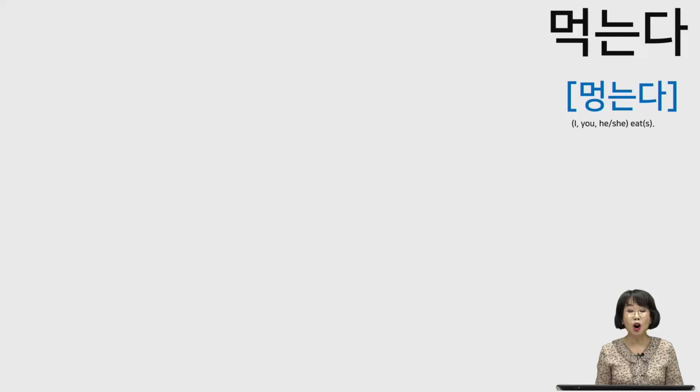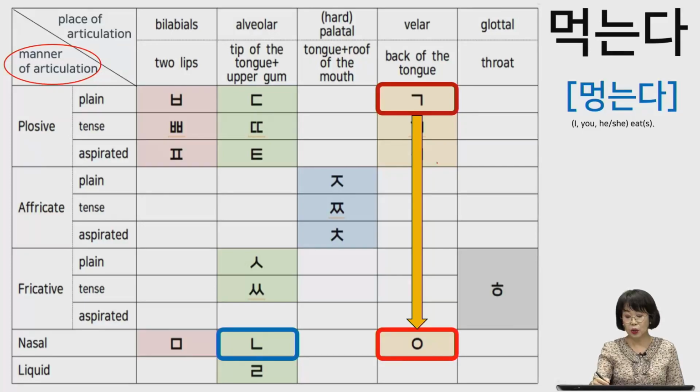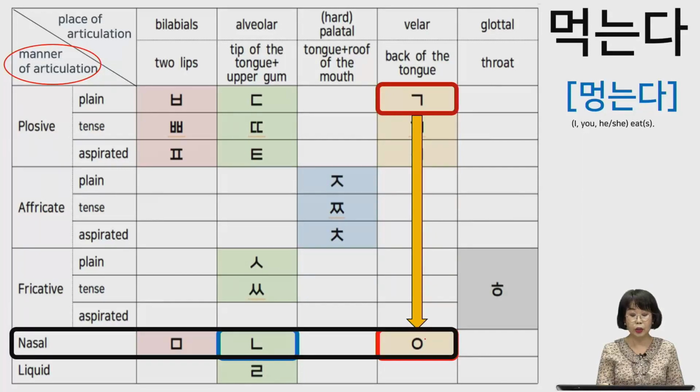먹는다. Under the influence of 느, 그, a plosive, changes to 응, a nasal sound. 그 changes to 응 under the influence of n sound. So there are two nasal sounds. We call it nasalization. 먹는다.